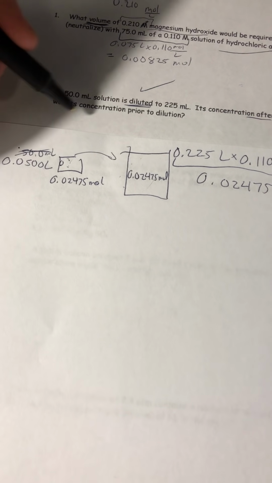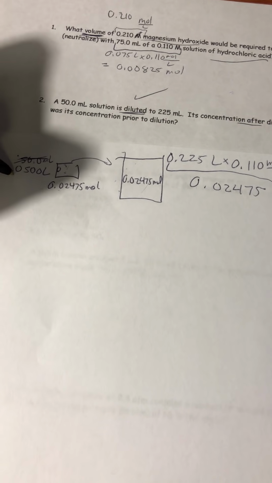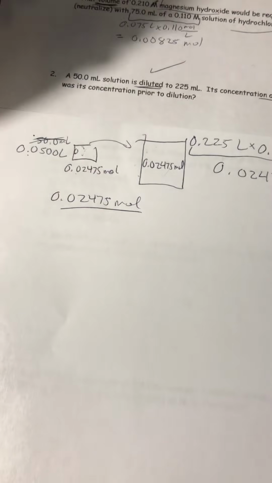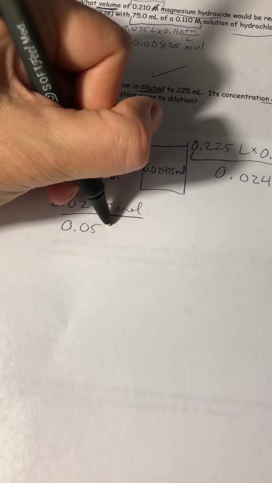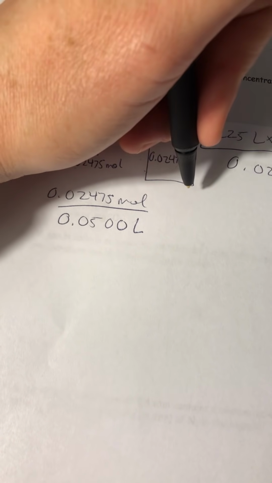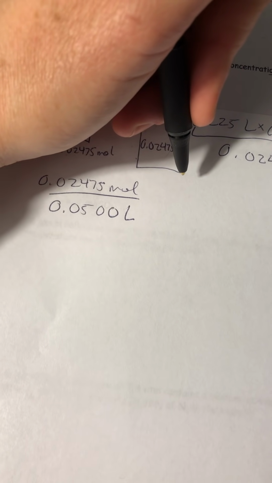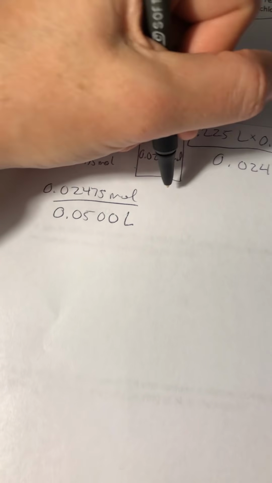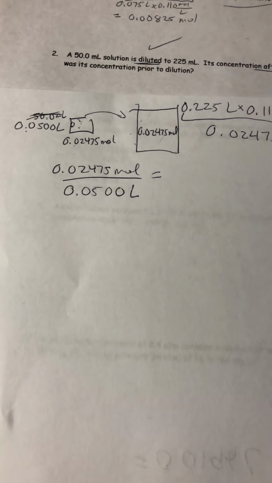Well, the question is, what was the concentration of this prior to dilution? Well, we know how many moles there were, and we know how many liters there originally were. All we do is put moles over liters. So 0.02475 mole divided by 0.0500 liters, and it gives me an answer that I apparently did not write down. So you can figure it out.